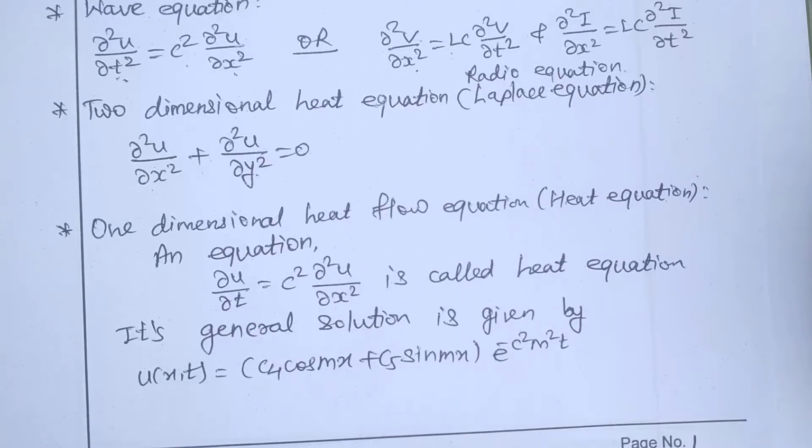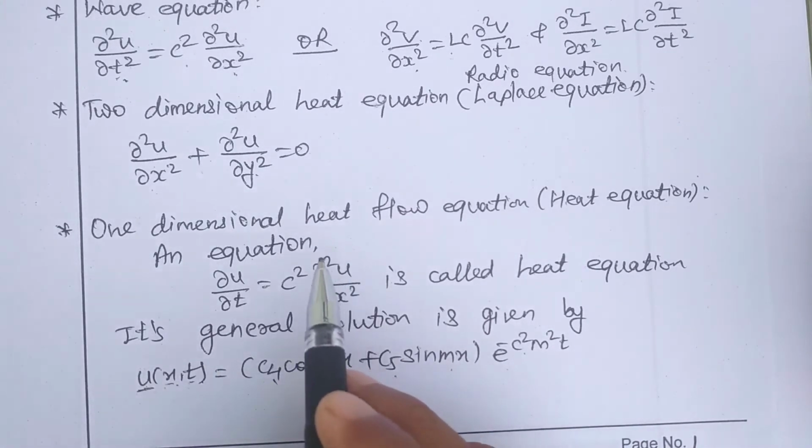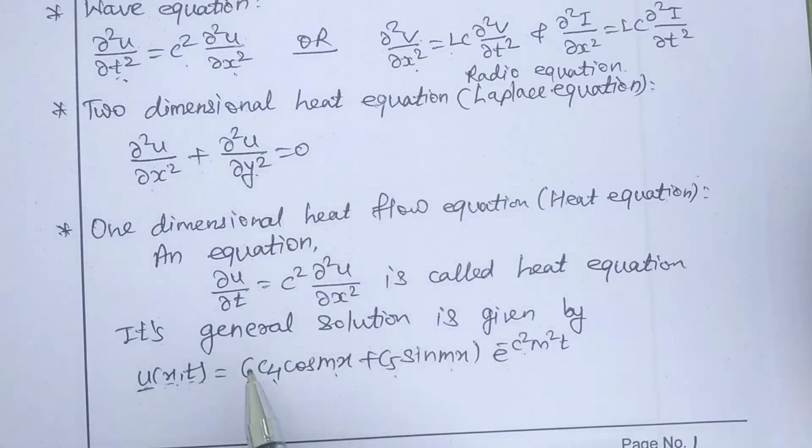Now its most general solution is given by u(x,t), that is u is a function of x and t, where u is used for the temperature at any time and at any distance x: u = (C4 cos mx + C5 sin mx) e^(-c² m² t). It is the most general solution. By using this general solution we can solve this one dimensional heat flow equation. To solve it we require some conditions.